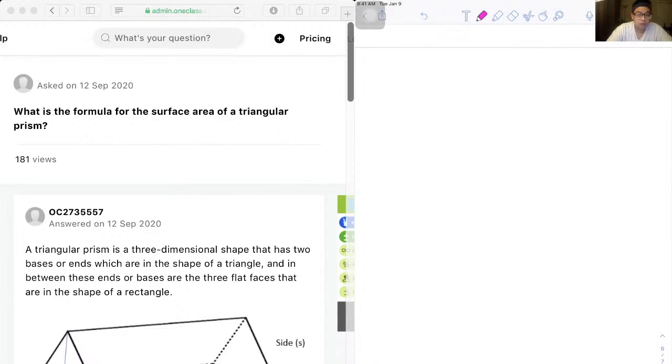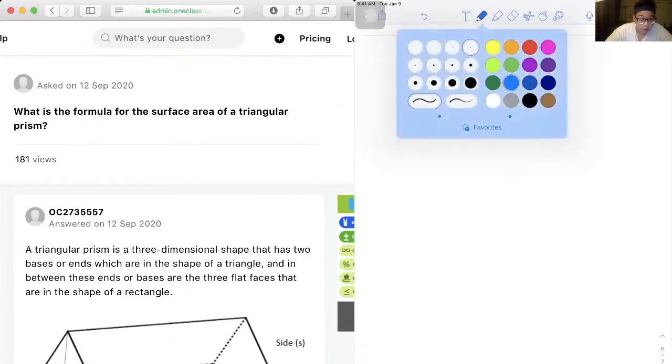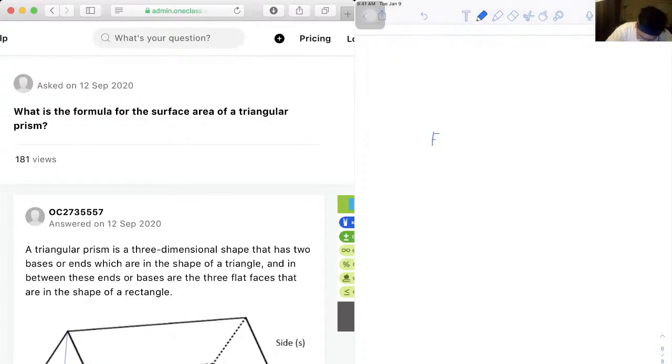Okay, so next we have... Okay, so it's asking us what is the formula for the surface area of a triangular prism.